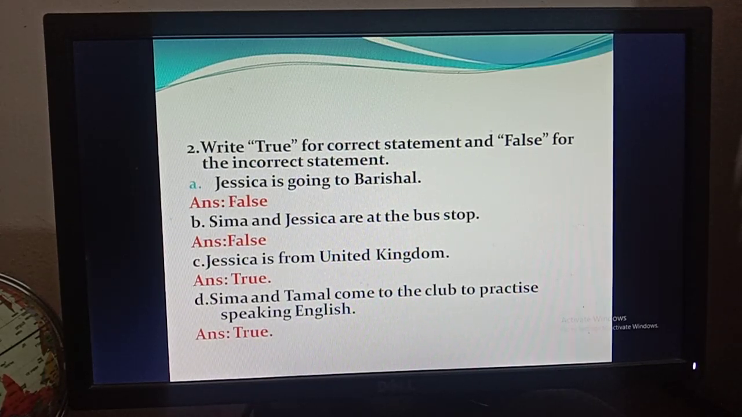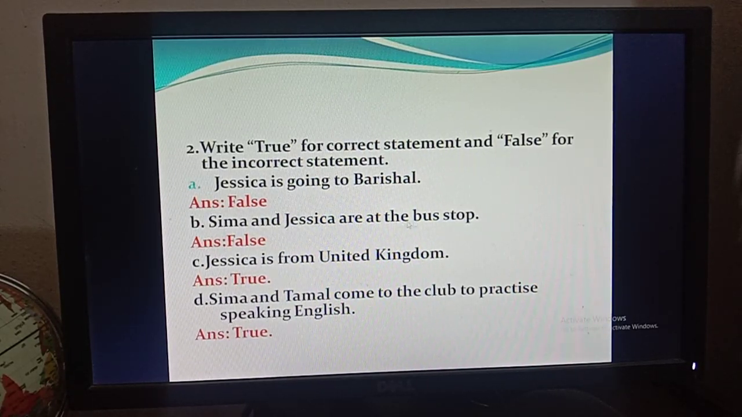Okay, then number A, I have written, boys, Jessica is going to Barishal. This is false. You know, Jessica is not going to Barishal. Okay, number B, Sima and Jessica are at the bus stop. This is false. Then Jessica is from United Kingdom. This is true. Then Sima and Thomal come to the club to practice speaking English.